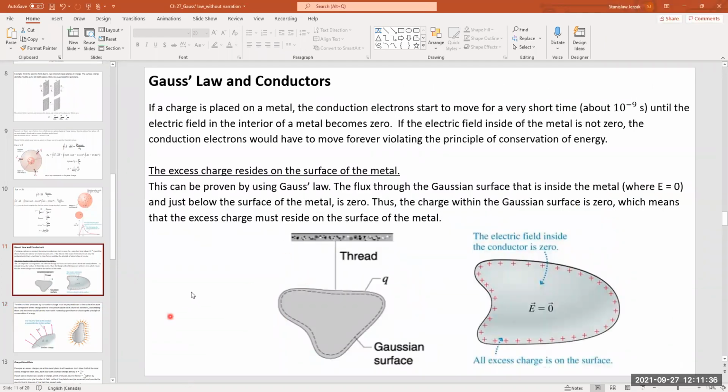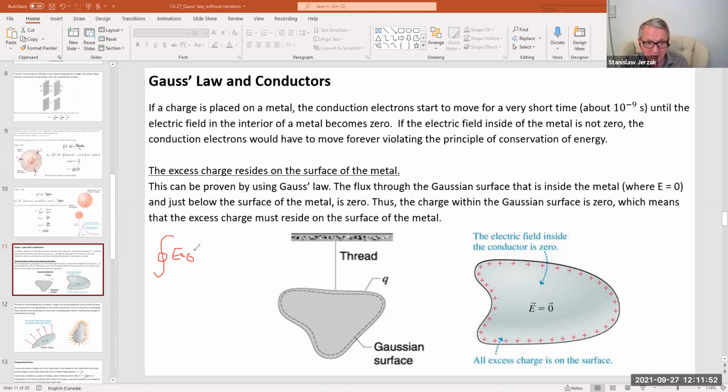But let me repeat that argument. So here's the Gauss law. Gauss law tells you something like this: the flux of electric field through the closed surface, E dot dA, right? These are vectors. It must be equal to the charge Q inside of the Gaussian surface divided by epsilon naught. That's the Gauss law.